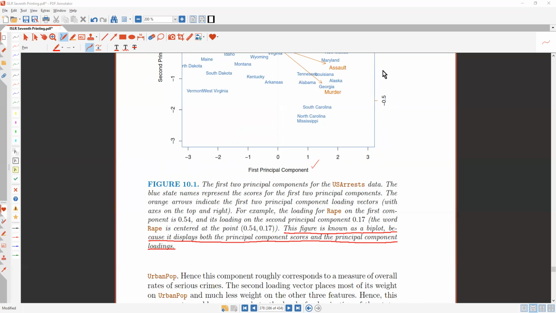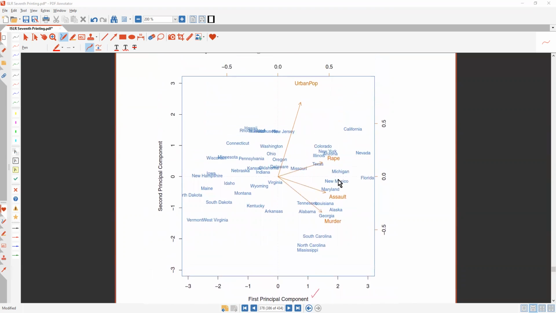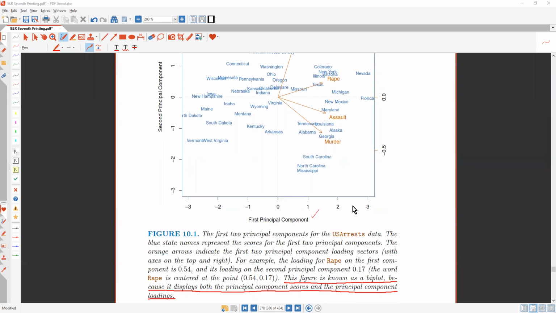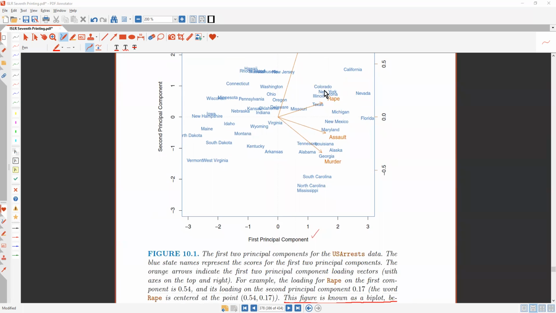we just described. For example, the loading for rape on the first component is 0.54, and its loading on the second component is 0.17. And so you can locate that value for rape as 0.54 on the first component and 0.17 on that second component. So it gives you that bivariate location on the first two components.